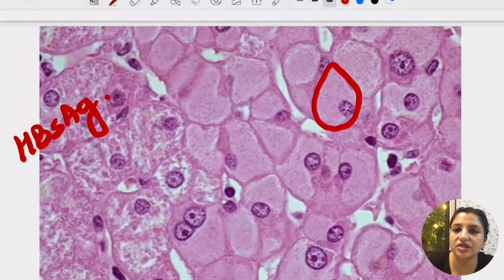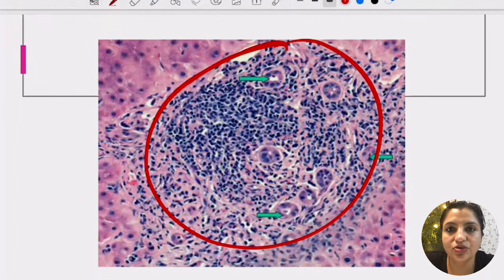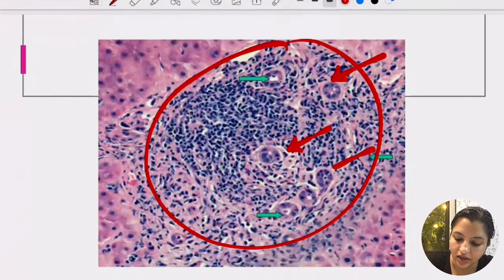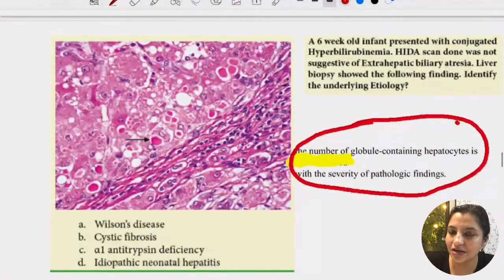In contrast, in the same patient, they change the image to this, showing lymphoid follicles. Whenever you see a lot of lymphoid follicles in the liver biopsy and a lot of bile duct proliferation, this is usually a case of hepatitis C virus. Actually, initially there is bile duct damage, so stem cells get activated and cause bile duct proliferation. So lymphoid follicles in the portal tract with a lot of bile duct proliferation should take you towards hepatitis C. Coming to the next, I'll change the question here.